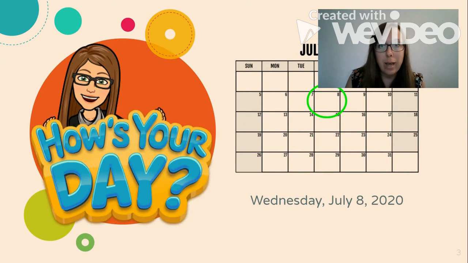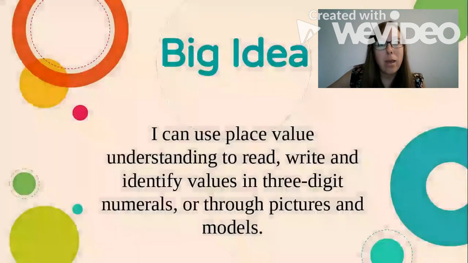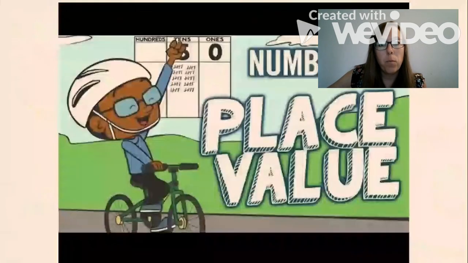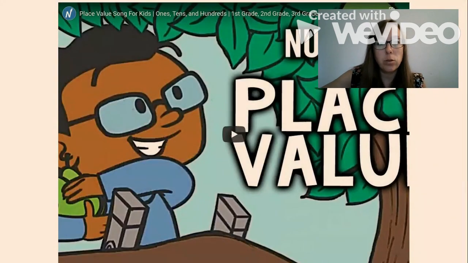I missed you today. Today was July 8th, Wednesday, and our big idea was to use place value understanding to read, write, and identify values in three-digit numbers. We used pictures and models. The first thing we did was watch a video. So I'm going to go ahead and play that video for you now so you get a chance to watch it too.